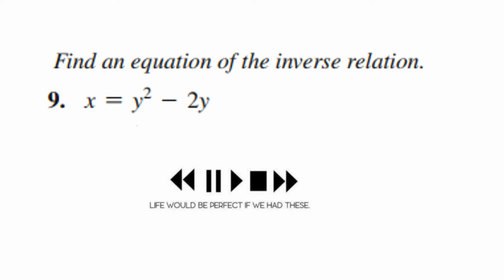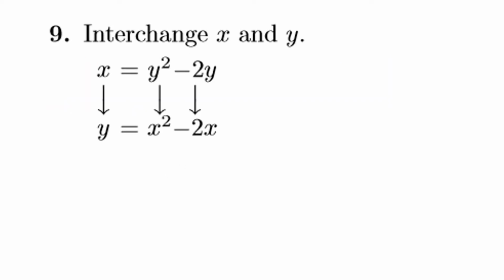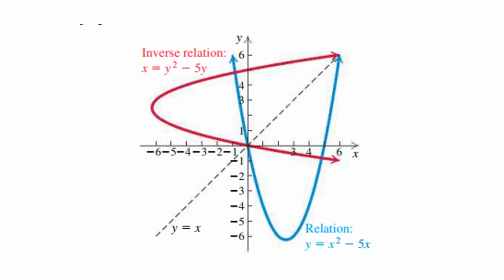The next example says to find an equation of the inverse relation. The problem tells us we have x is equal to y squared minus 2y. Again, hit pause now, and we'll see how you did. Let's see how you did. So you interchange the x and y. So instead of having x equal y squared minus 2y, we have y is equal to x squared minus 2x.